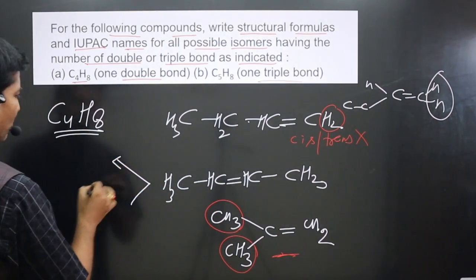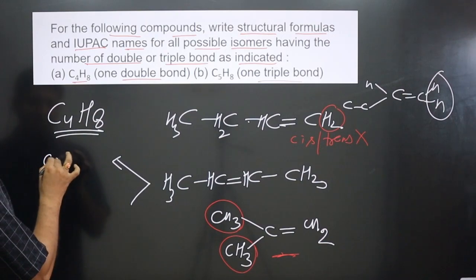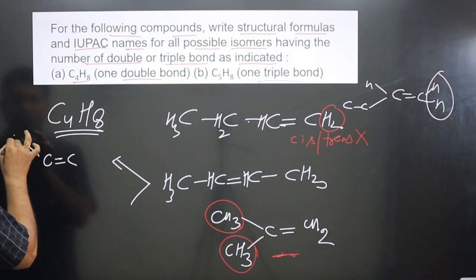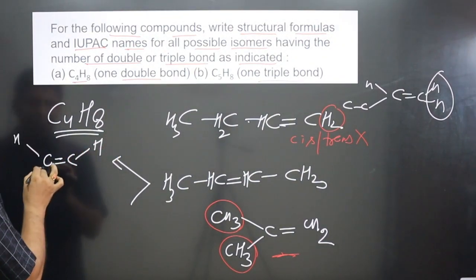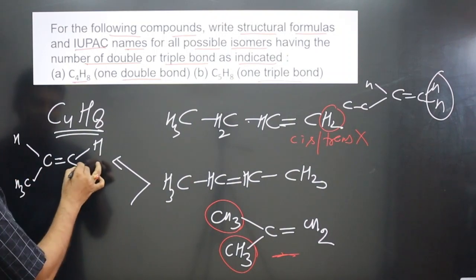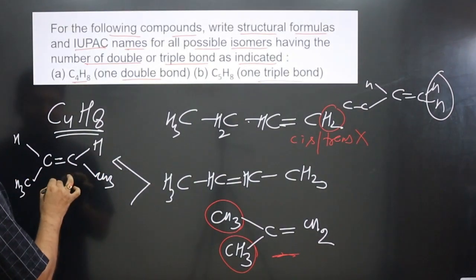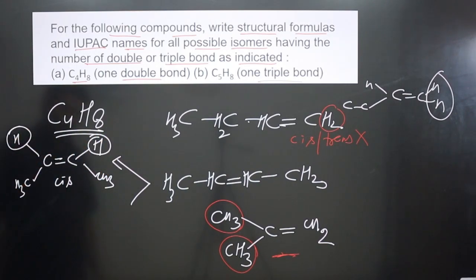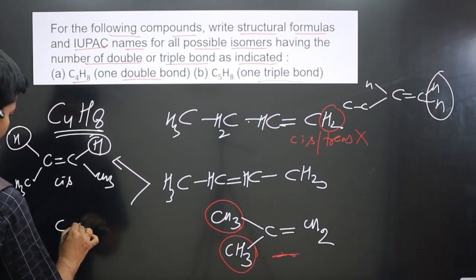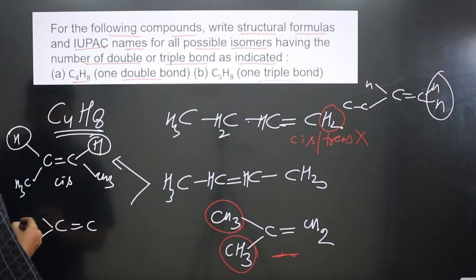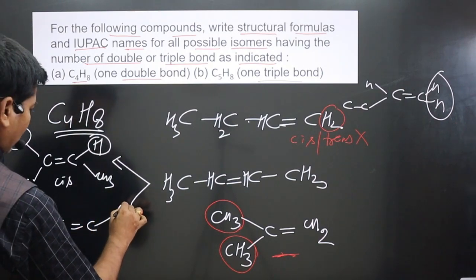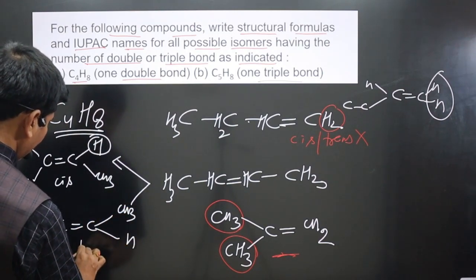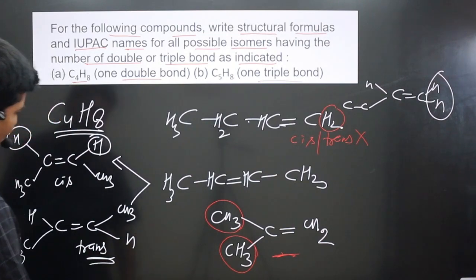How will the cis and trans forms work? You can see this is C double bond C. One time we keep the H group at the top, and we have CH3 and CH3 there. This is the cis form: these two same groups are on the same side. Another time we rotate one side, so we get CH3 and H. This is the trans form.